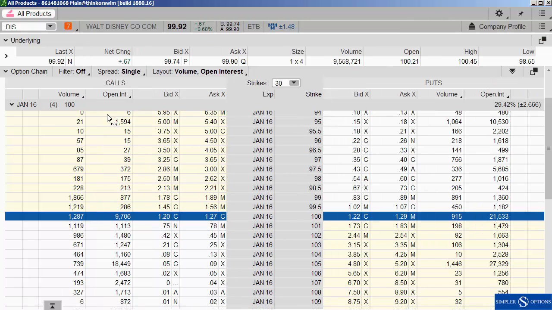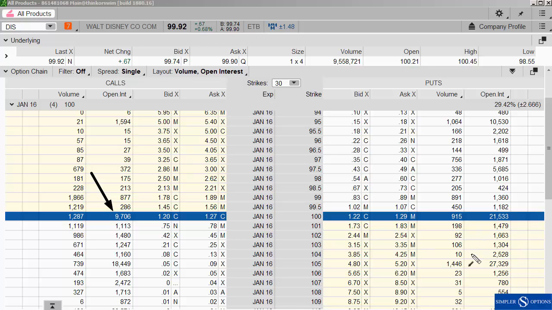In this case, if you drop down into the January 16s, these are the contracts that will expire this Friday and have 4 days of life left. The thing that stands out to me the most is that you have some very standout open interest here on the $100 calls. What this tells me is that whoever sold these has a vested interest in Disney staying below 100.